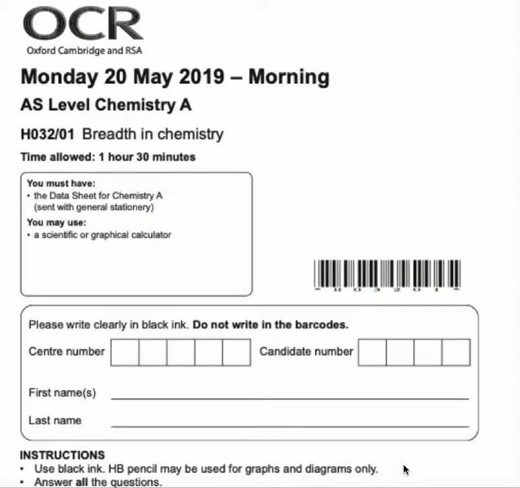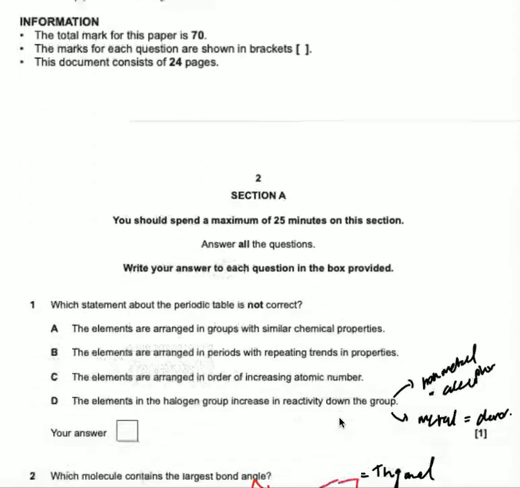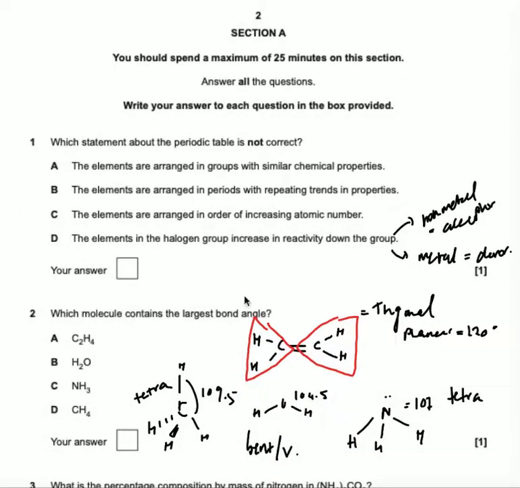OCR Chemistry AS level, breadth in chemistry. This is a 2019 paper, and we are doing section A. So, which statement about the periodic table is not correct?